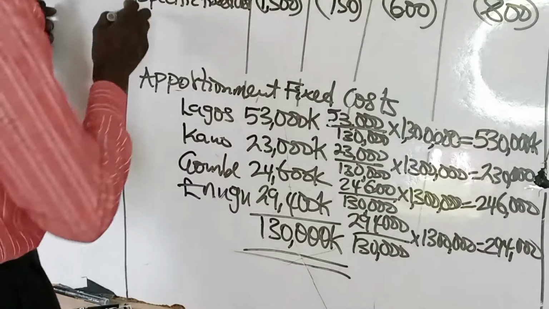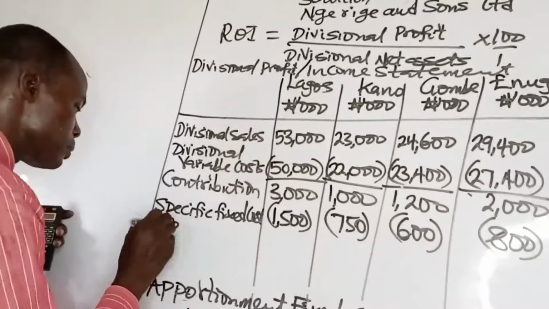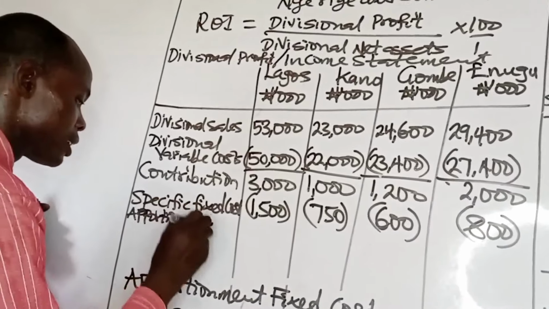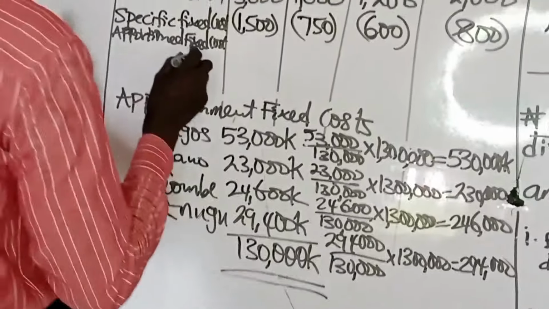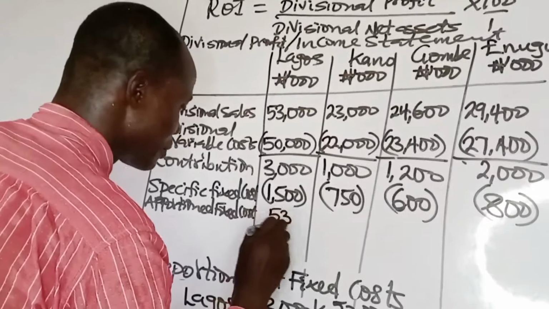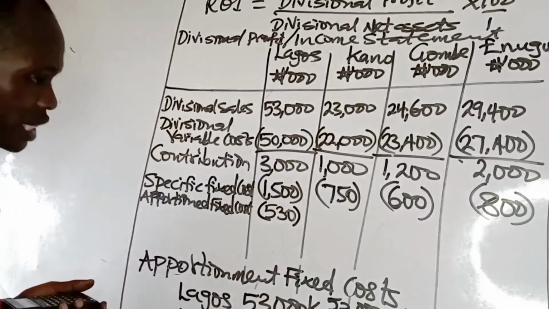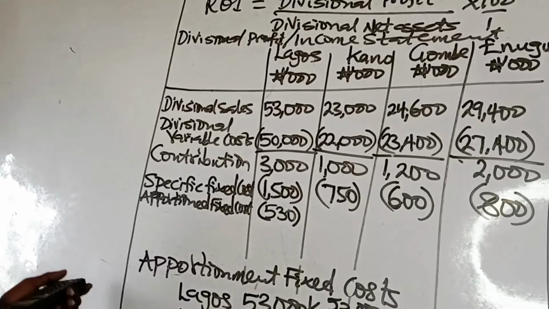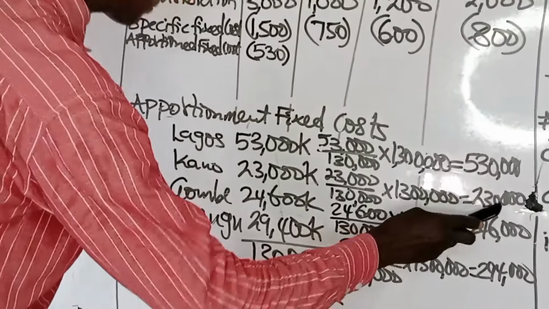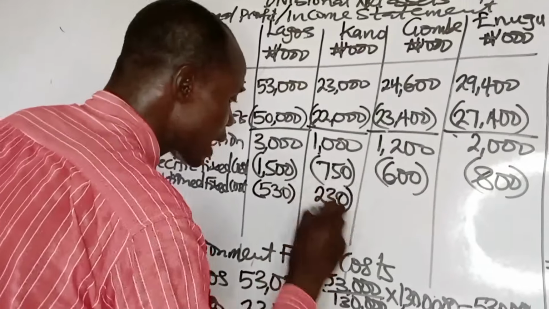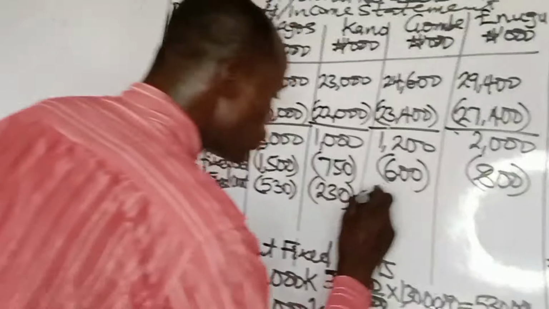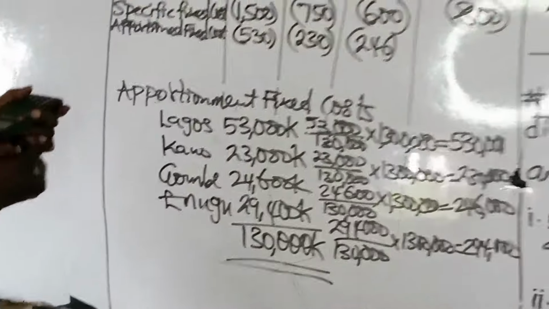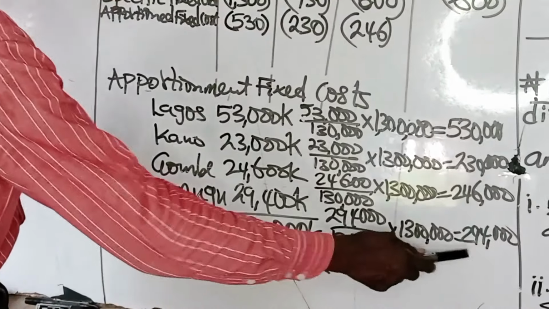So let's have the apportioned fixed costs. For Lagos, we got 530 million. This is 530,000, not 530 million. No, it was 1.3 million we apportioned. For Kano Division, we have 230,000. For Gombe Division, you have 246,000. For Enugu Division, you have 294,000.